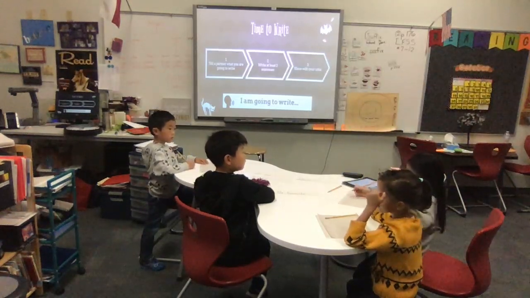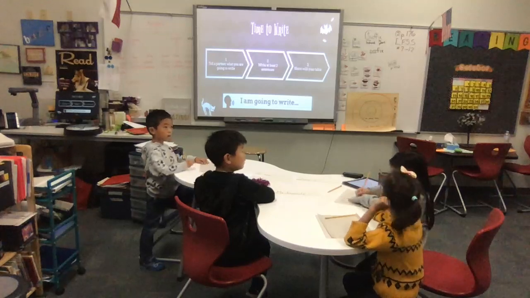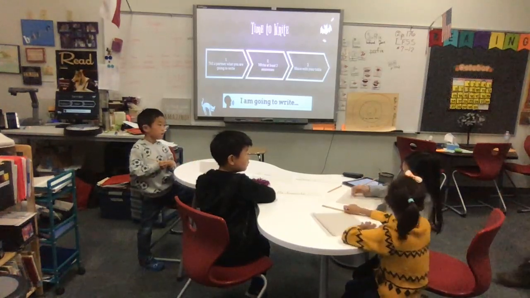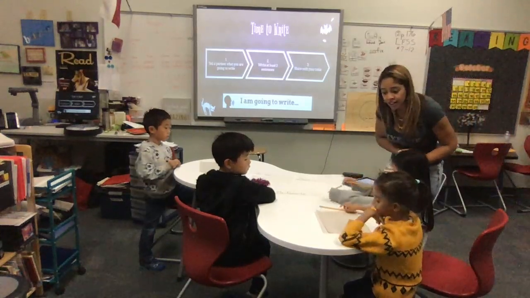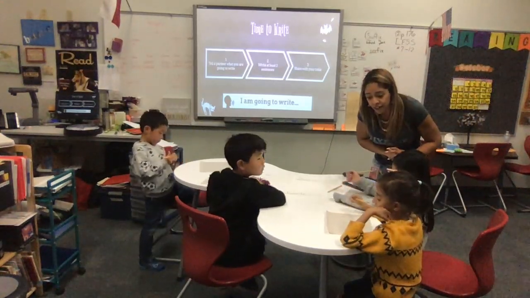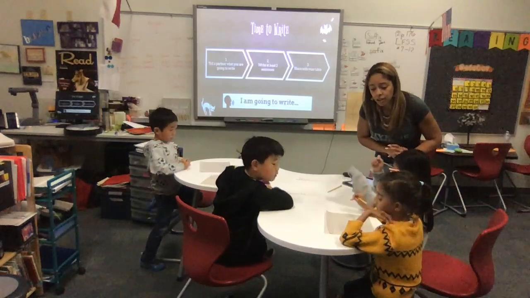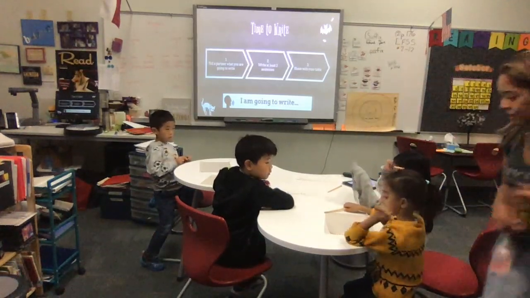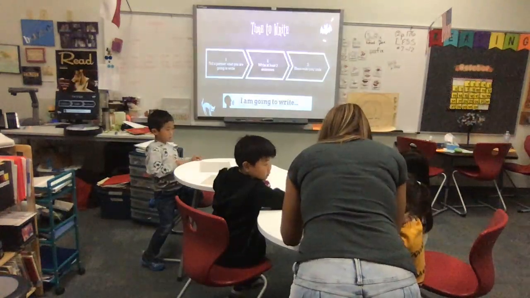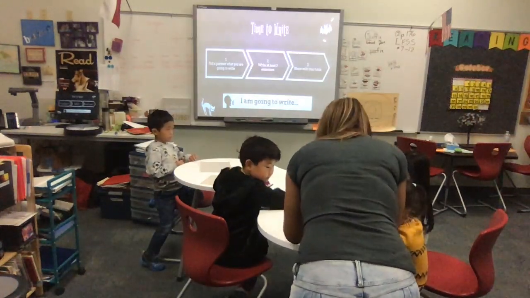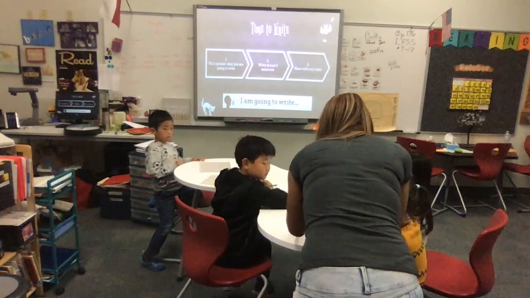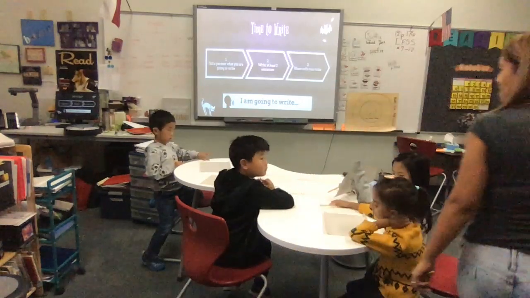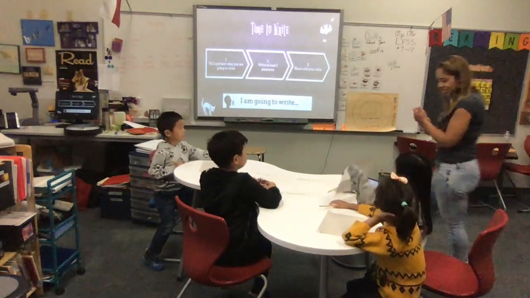Go ahead. My favorite food is broccoli. Perfect. And what's the proper noun? This one? Your sister? What's her name? Anupta. And then the common noun is broccoli. Good job, everybody. You did it.